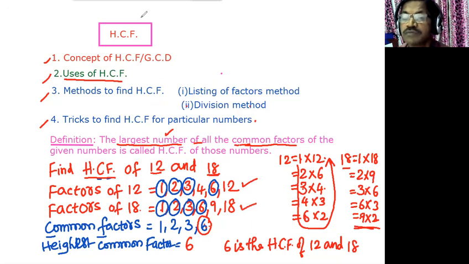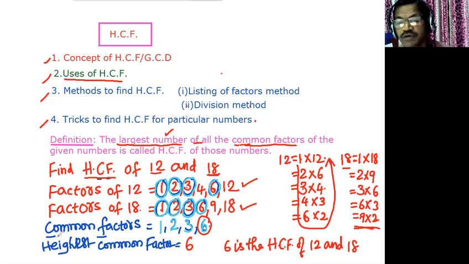Now find the common factors in these factor lists. Here 1 is the common factor, and 2 is the common factor, 3 is the common factor and 6 is the common factor. That means 1, 2, 3 and 6 divide these two numbers. So they are the common factors.